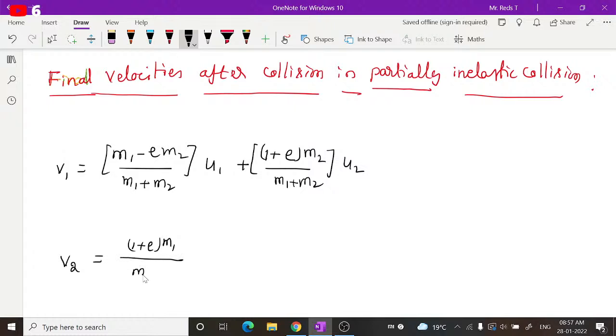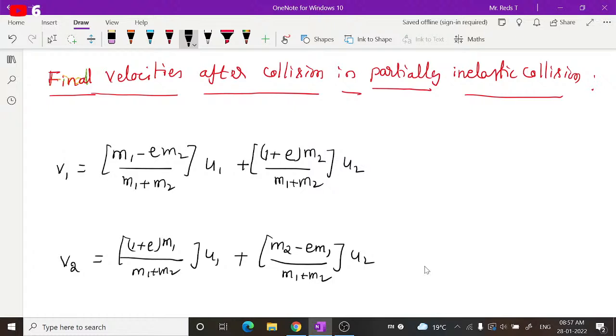M1 plus M2, into the U1 term, plus the difference between masses. Here for V2, in elastic you used M2 minus M1, but here, instead of M2 minus M1, you have to use M2 minus EM1, divided by total mass M1 plus M2, into U2. This is the U2 term. So these are the expressions for final velocities in partially inelastic or inelastic collisions. Whenever you come across inelastic collisions, you have to use these expressions to find the final velocities.